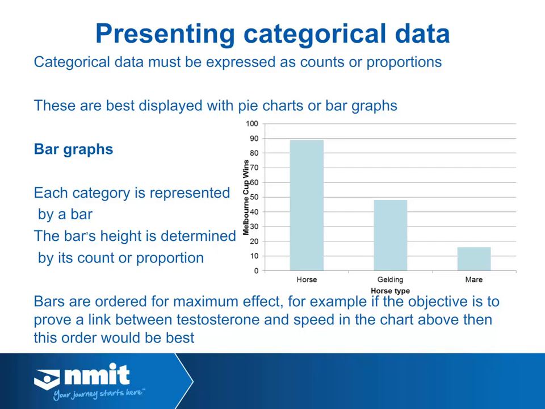Generally the order of the bars in these bar graphs can be presented arbitrarily. However, it's best to order them for maximum effect. So if you're presenting results and then discussing them, and maybe in this case you might be discussing the fact that there's been more stallion winners than gelding winners, then you'd probably present those two bars next to each other on the graph.